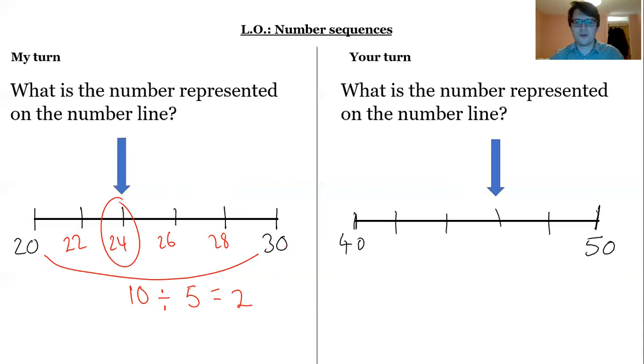So your turn now, very similar question. Again, think 40 to 50, I've got a difference, a gap of 10. How many parts am I splitting up this line into? What does that mean I'm counting in? And then can I work out the value of the arrow? Pause the video, come back when you're done.